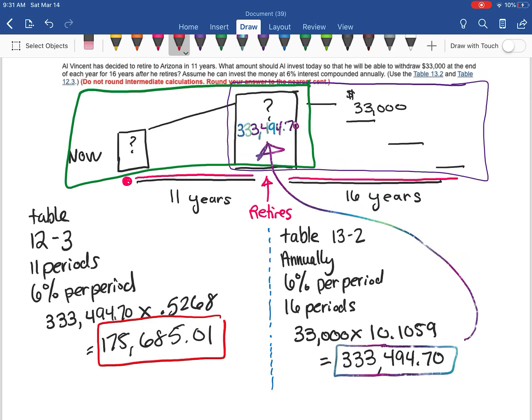This is what the question is asking you to find. It's this value right here. How much do I need to put in the account right now so that in 11 years I save up enough money for a nest egg so that for the 16 years after I retire, I can pull out $33,000 every year?